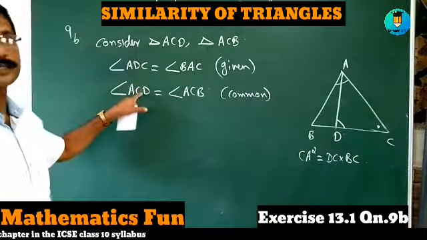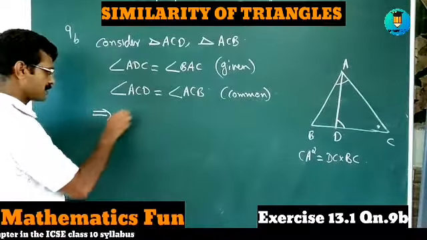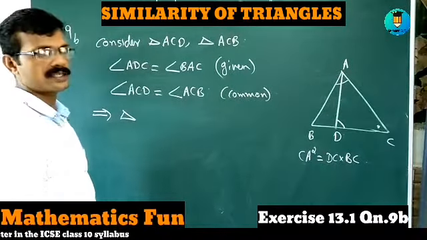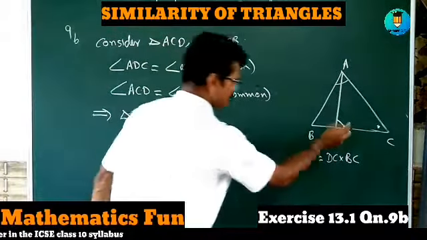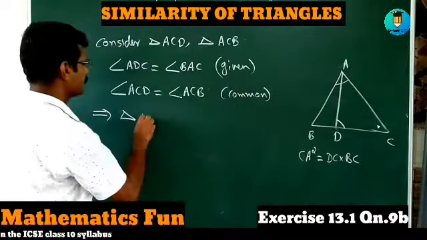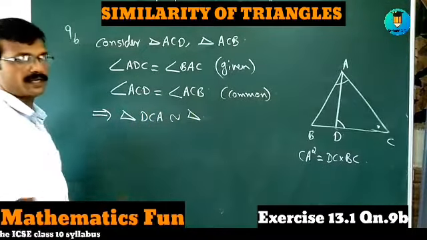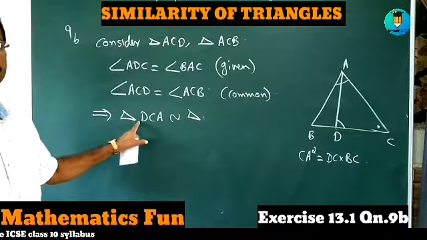So I got two angles equal, AA. Therefore I can write a triangle similarity. The first triangle I am writing, starting from the angle, is DCA. This is similar to the second triangle, which I write in the same order.